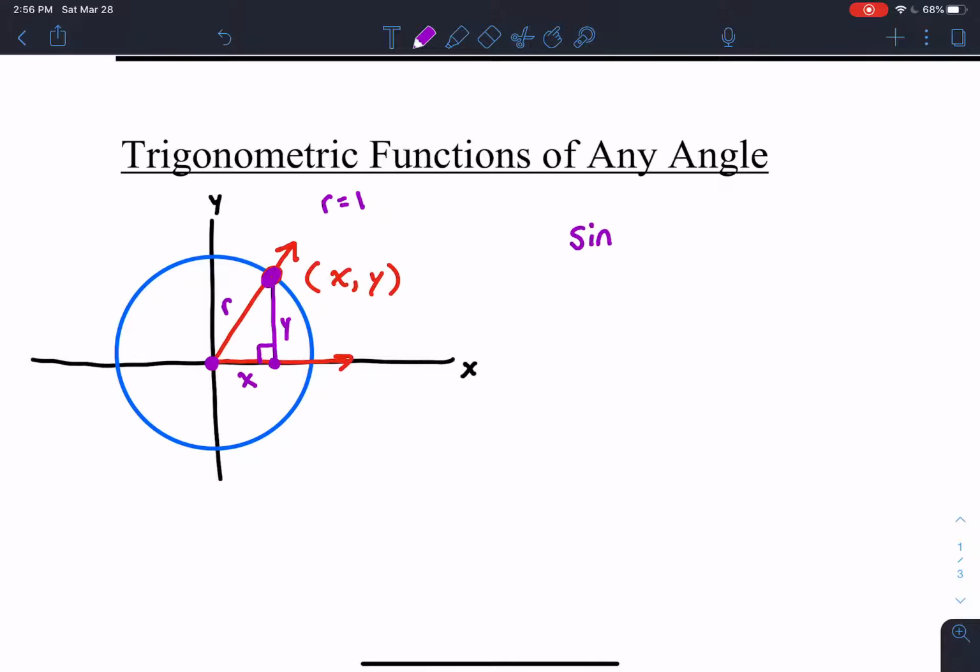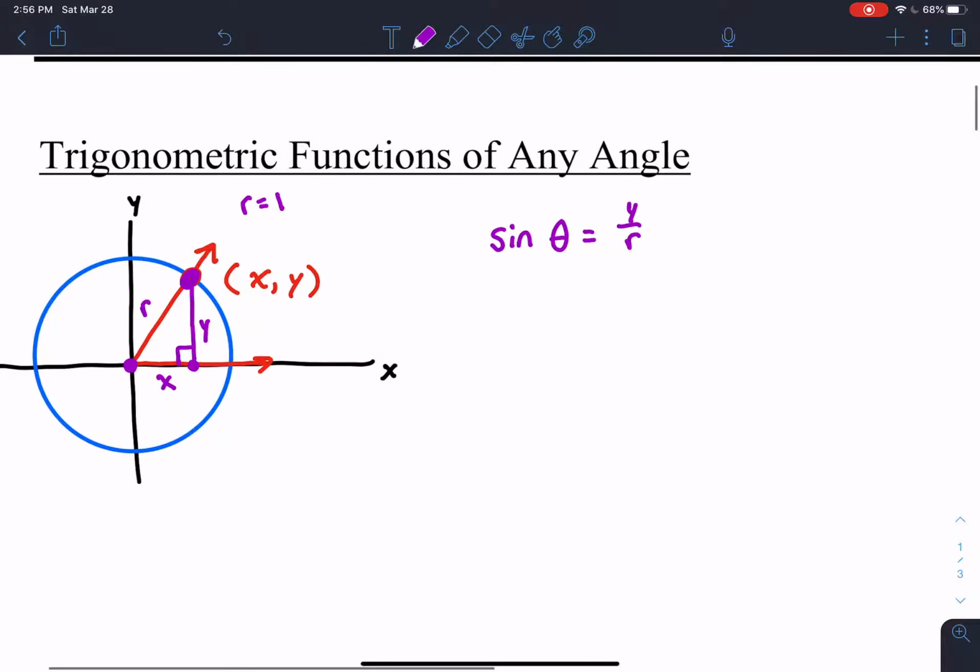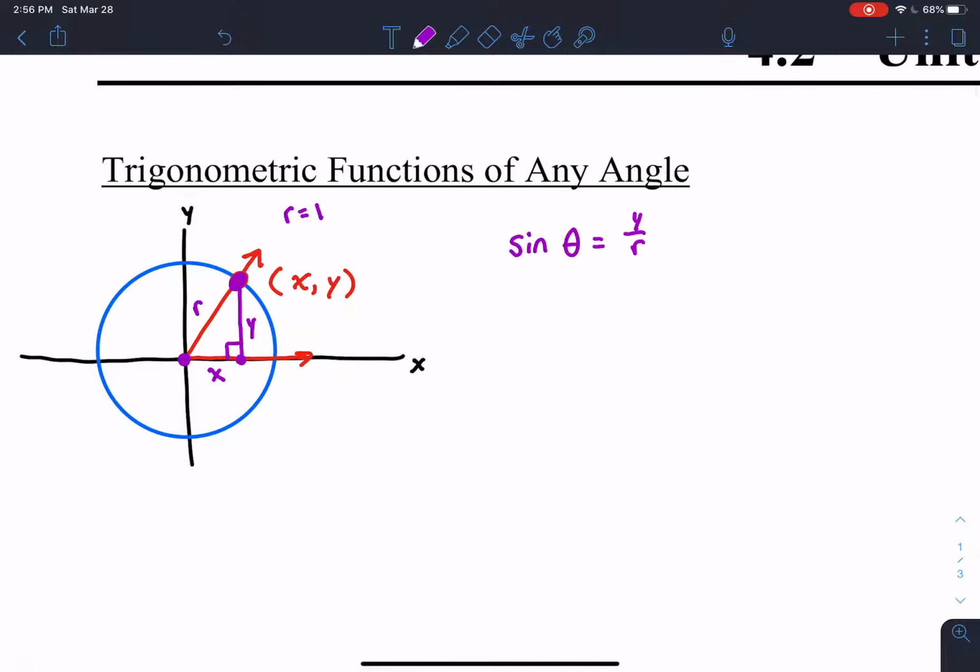So you have your 6 functions. The first one would be sine, which we said was y over r. Now if we're talking about the unit circle, we know that the sine function always just goes with the y term, because if r is 1, y over 1 is just y. Now the reciprocal of that one we know is cosecant, or r over y.